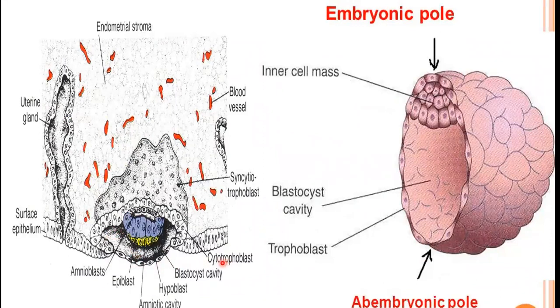Okay, so we are talking about the trophoblast. The trophoblast layer is formed by the outer cell mass, so this complete part is outer and this is the inner. Initially, at the early stage, the trophoblast is a one-layer cell and then it becomes two layers. One is the syncytiotrophoblast and one is the cytotrophoblast.